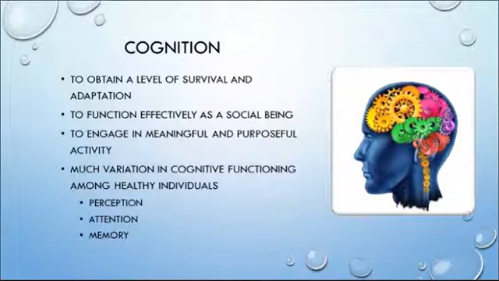So, cognition: to obtain a level of survival and adaptation, function effectively as a social being, engage in meaningful and purposeful activity. It's a complex set of mental processes by which an individual acquires, stores, retrieves, and uses information or is able to think. Perception is interpretation of stimuli, internal and external. It occurs in the brain.